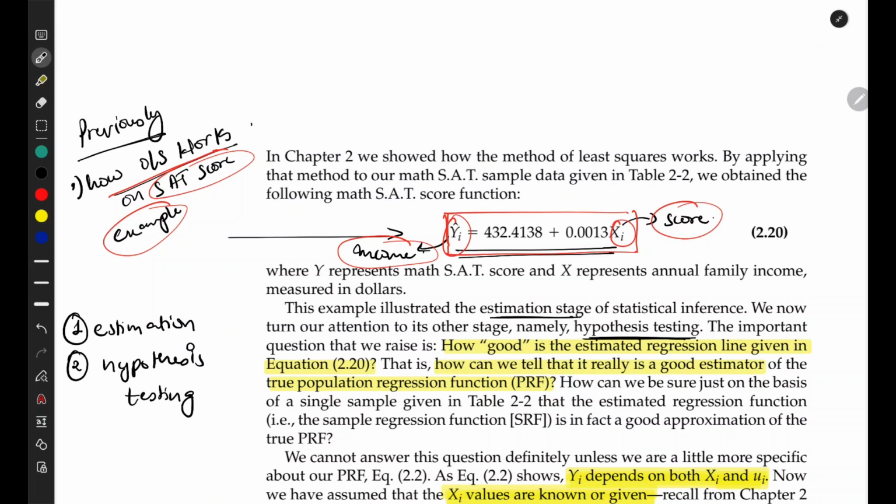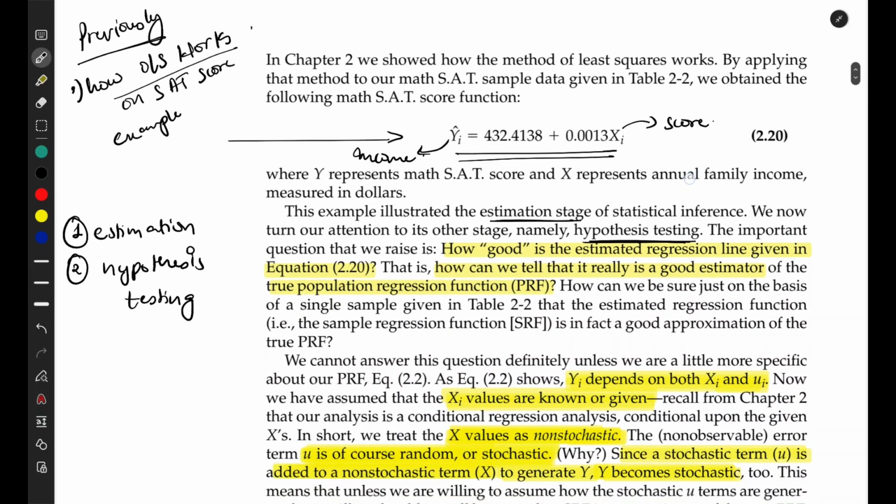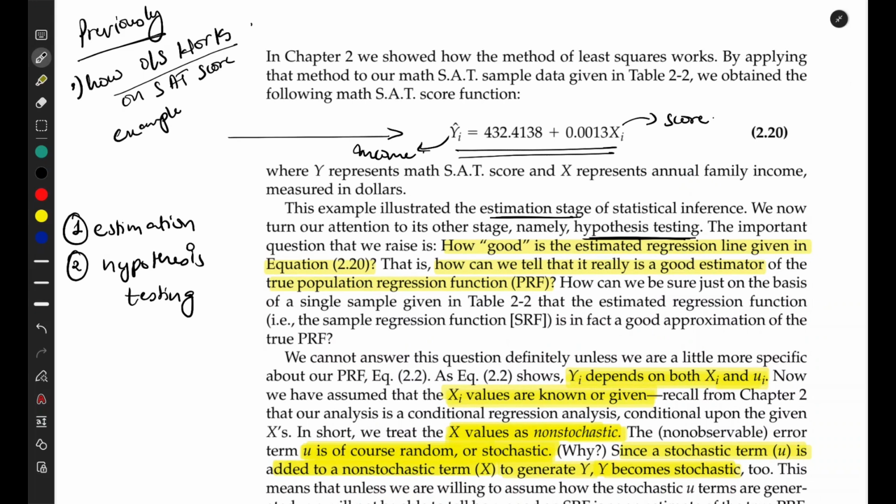Under the OLS method we estimate our betas, beta 1 and beta 2. Beta 1 is this 432 and beta 2 is this. We talked about how we estimate these two in our last video. Now, moving ahead in this chapter, we are going to talk about hypothesis testing, to know how good our model actually is. We found our beta 1 and beta 2. Now we want to know how good the estimated regression line is, which we estimated from a sample regression function.